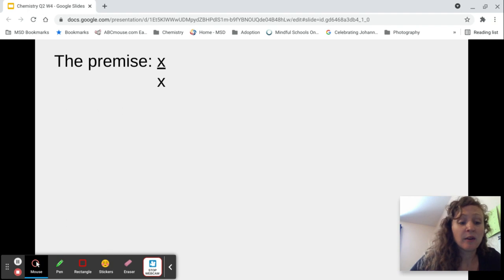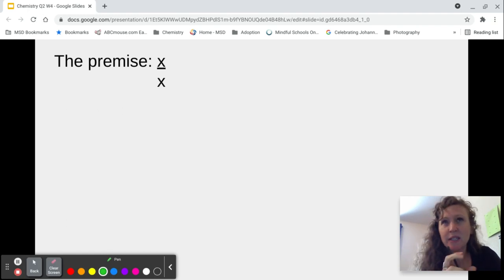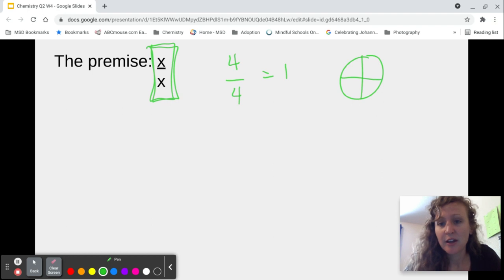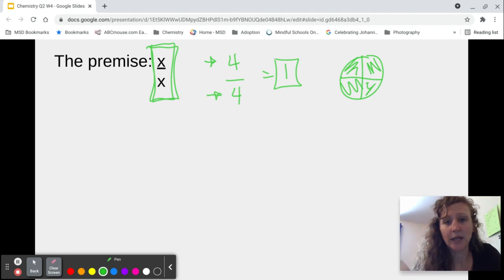Okay, so the premise of dimensional analysis, really the catch on dimensional analysis, comes down to this concept. What is x over x? You may be able to tell me already, and if you can't, let me lead you there. What is 4 over 4 equal to? That's equal to 1, right? If our total thing has 4 pieces, and we have all 4 pieces of that thing, we have one whole thing, right? 4 over 4 is equal to 1.